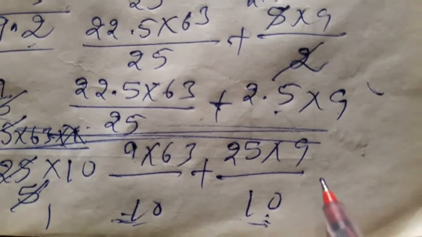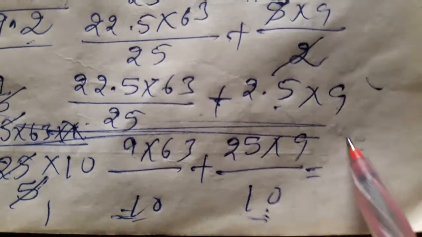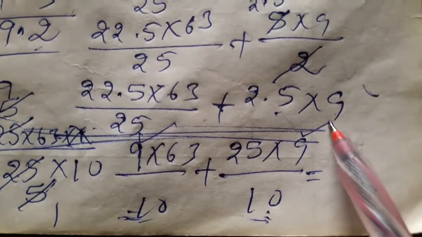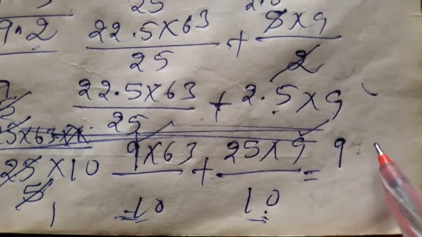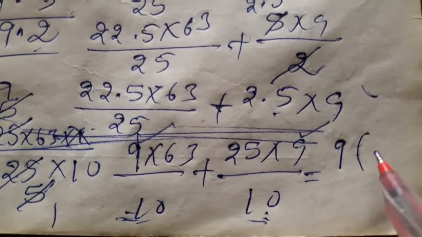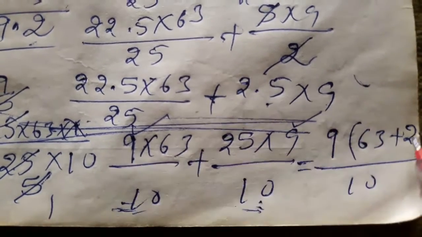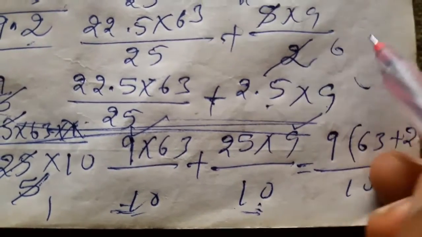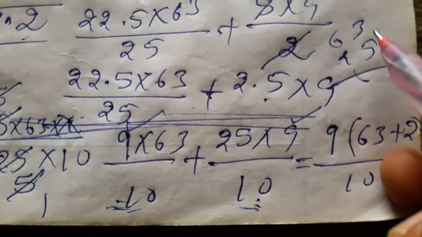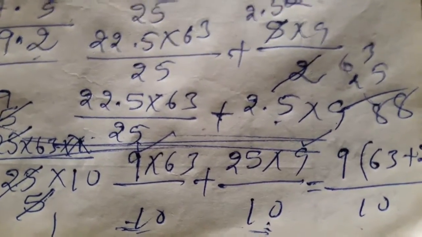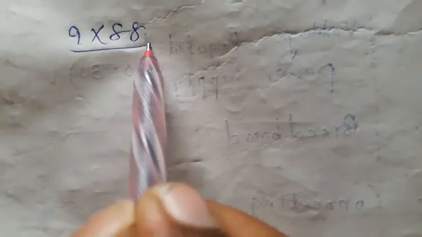Now see here also, take the 9 as common. So 9, next 63 plus 25 inside and 10, isn't it? So 63 plus 25, addition of these two is 88, so that becomes 9 into 88 by 10, isn't it?